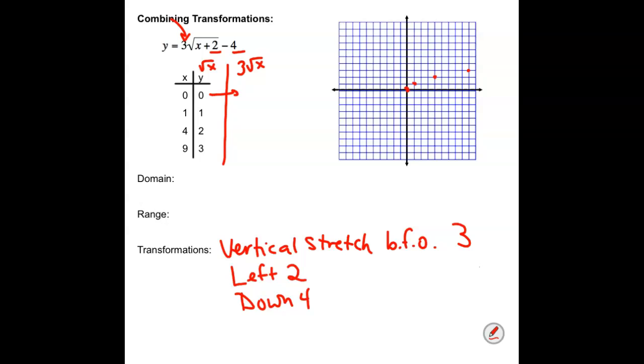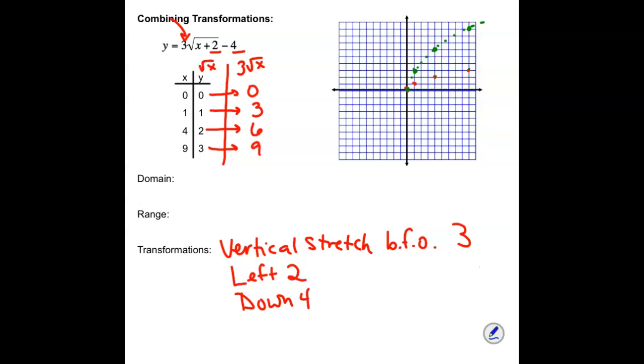So this 0 times 3 is still 0. 1 times 3 becomes 3. 2 times 3 becomes 6. And 3 times 3 becomes 9. Those are my new y values. So let's go ahead and plot those. So 0, 0. The 1 turns into a 3. The y of 2 turns into a 6. And the 3 turns into a 9. So you can see that I've done kind of a stretch vertically. Everything's getting taller. And then I have to shift all my points left 2 and down 4.